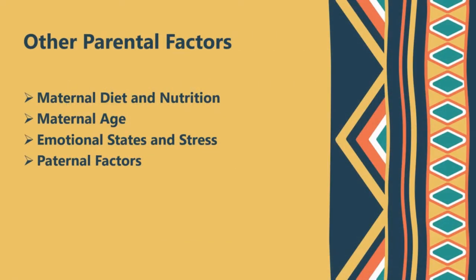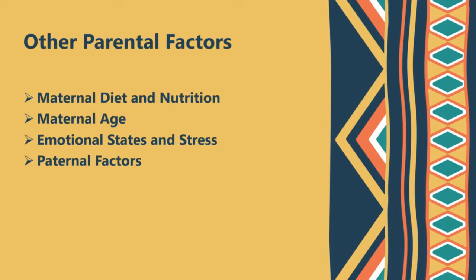So far, we have discussed a number of drugs, environmental hazards, and incompatible blood types that can harm the embryo or fetus. So here, we will explore other characteristics of the mother and father that can affect prenatal and child development, including nutrition, age, and emotional states and stress.